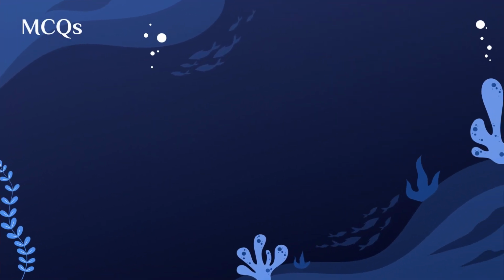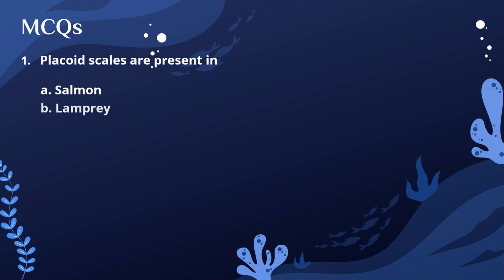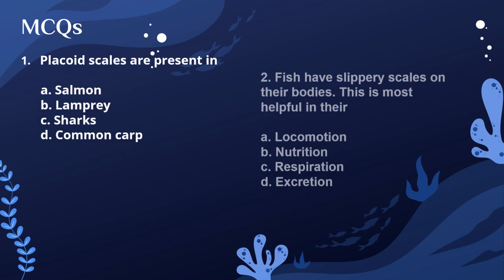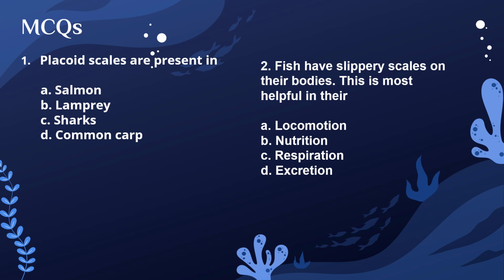Take a pause and answer these questions. Placoid scales are present in salmon, lamprey, sharks, or common carp. Fish have slippery scales on their bodies. This is most helpful in their locomotion, nutrition, respiration, or excretion. Answers: placoid scales are present in sharks, while slippery scales on fish bodies are most helpful in their locomotion.